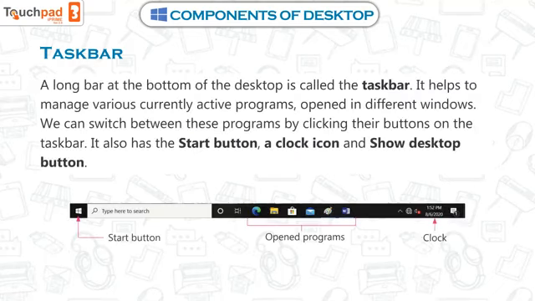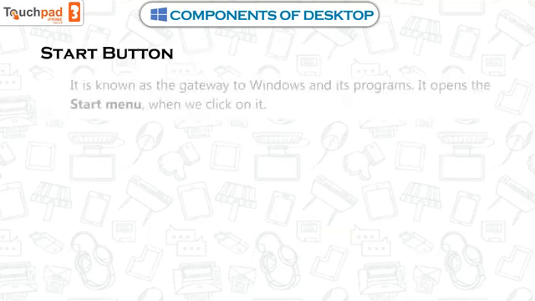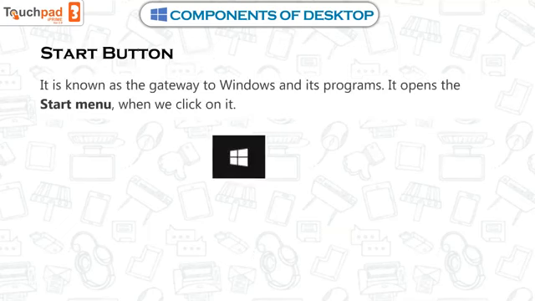Taskbar. A long bar at the bottom of the desktop is called the taskbar. It helps to manage various currently active programs opened in different windows. We can switch between these programs by clicking their buttons on the taskbar. It also has the Start button, a clock icon, and Show Desktop button. Start button. It is known as the gateway to Windows and its programs. It opens the Start menu when we click on it.